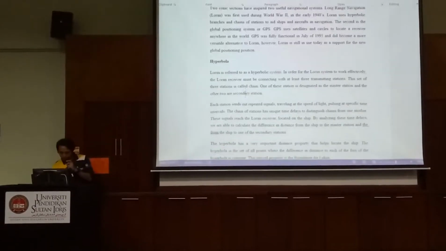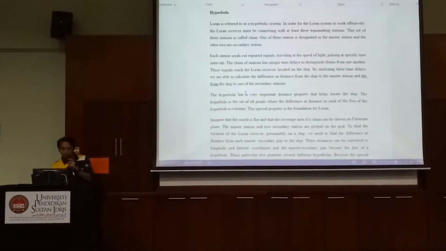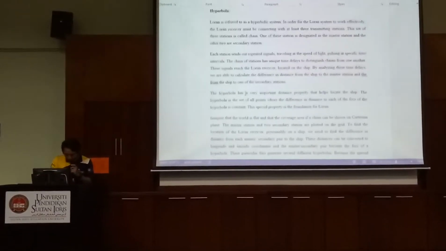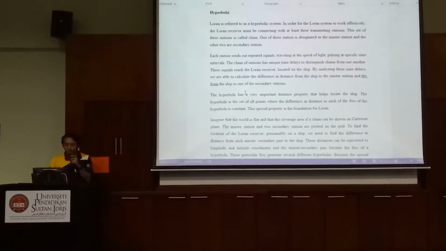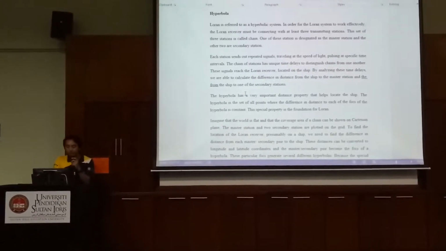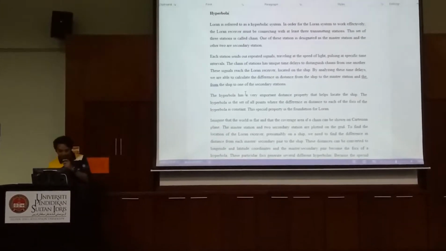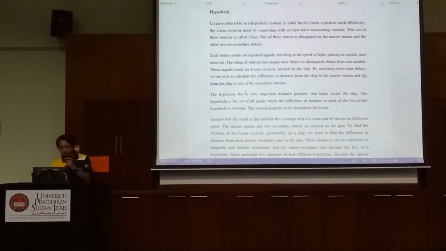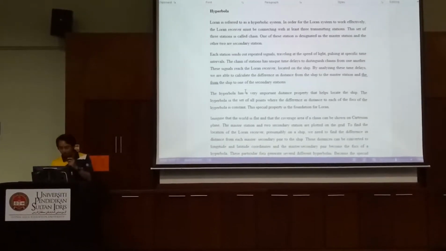So first of all, we will jump into hyperbola first. Loran is referred to as a hyperbolic system. In order for the Loran system to work effectively, the Loran receiver must be connected with at least 3 transmitting stations. This set of 3 stations is called a chain. One of these stations is designated as the master station, and the other 2 are secondary stations.